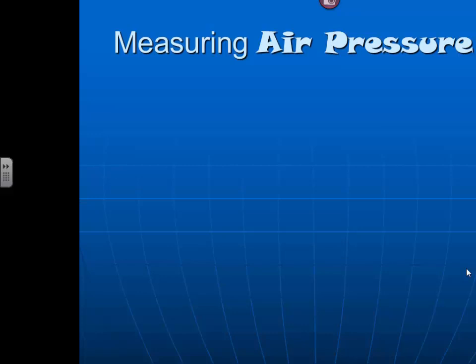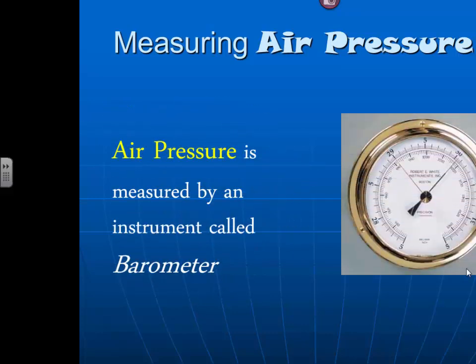To measure air pressure, you need a special piece of equipment called a barometer. There are a couple types of barometers. The one you see in the picture here is called an aneroid barometer. It works by having a metal coil in the back that expands and contracts.